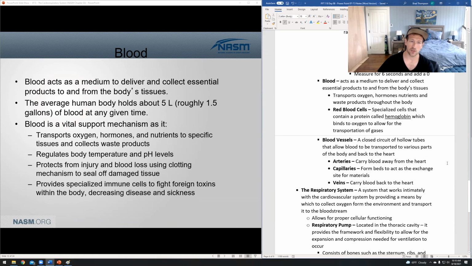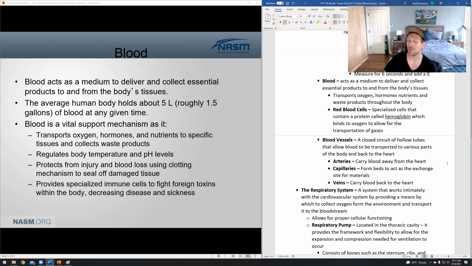Now, we skimmed over blood pretty quickly yesterday, but blood, obviously, very important. That is the medium that's actually delivering all these materials. And that's the second component of our cardiovascular system, right? You have roughly about 5 liters of blood in your body. It's about 1.5 gallons, which is why, if you ever hear somebody say, oh, I donated a gallon of blood yesterday, you would be super dead.